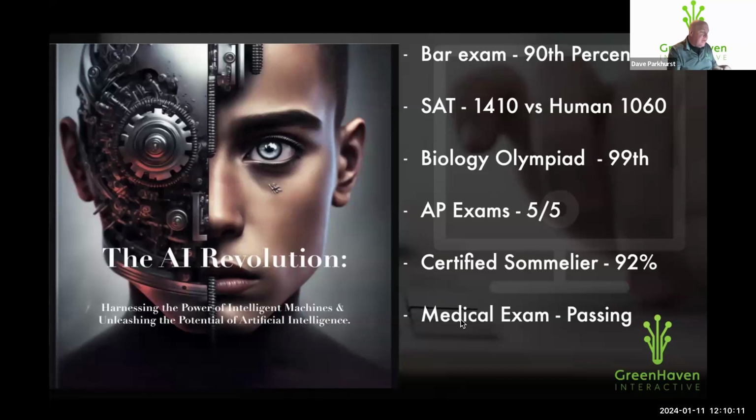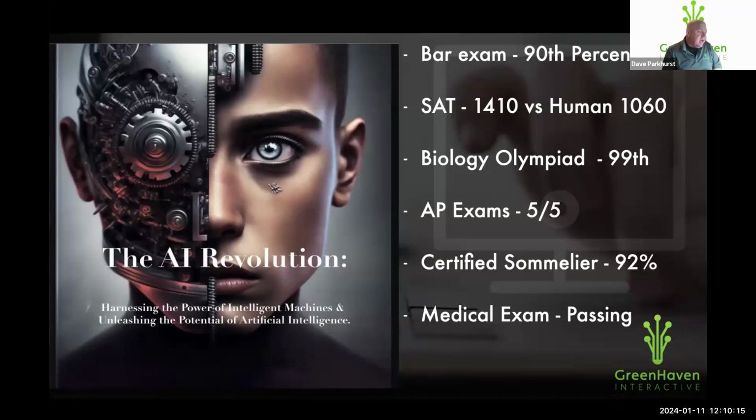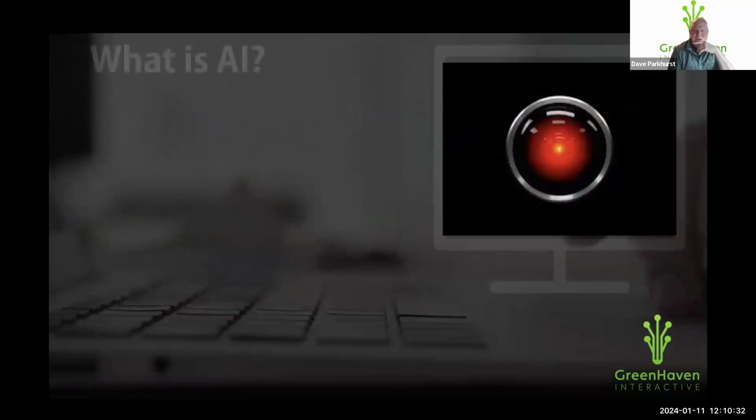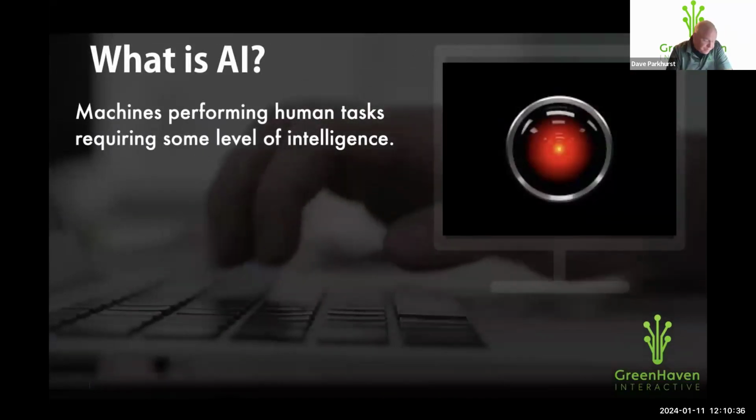The GRE, the graduate recommendation exams. It's a bit less genius in that, but it can pass those exams quite well. So AI's got a lot of information capabilities. The question is, how do we use those information capabilities? Let's talk about what AI really is.